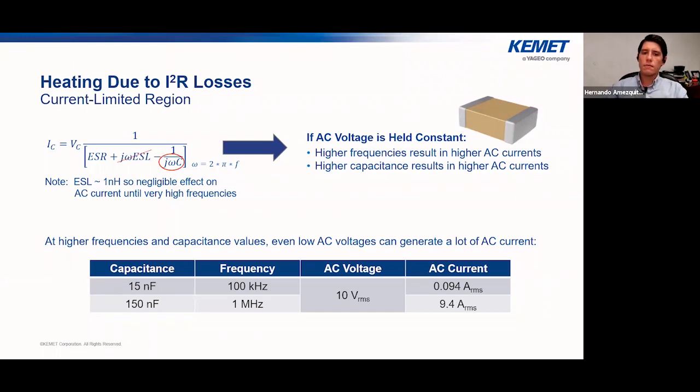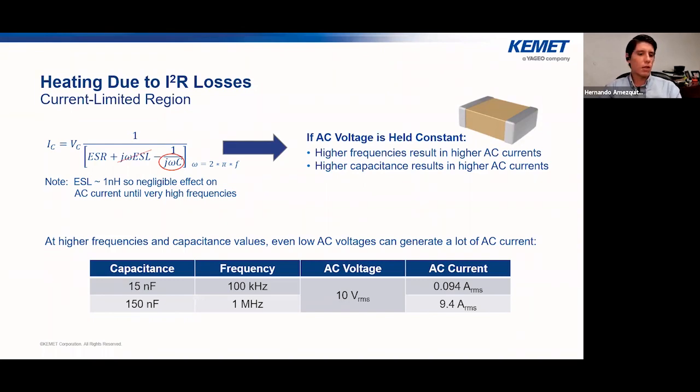So based on this formula, it is notable that if the AC voltage is held constant and the frequency increases, it will result in higher AC currents. And the same effect can be observed if the capacitance increases. This means that a capacitor with a higher capacitance value, or operating at higher frequencies, will get higher AC current. So in a simple statement, it can be said that at higher frequencies and capacitance values, even low AC voltages can generate a lot of AC current, as you can see in the example table that we have below.